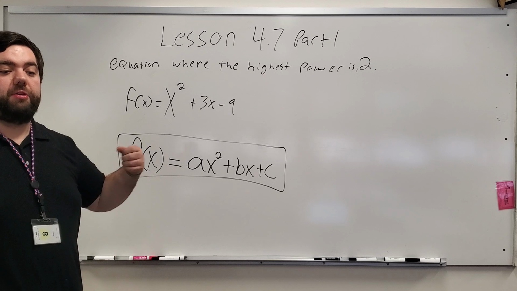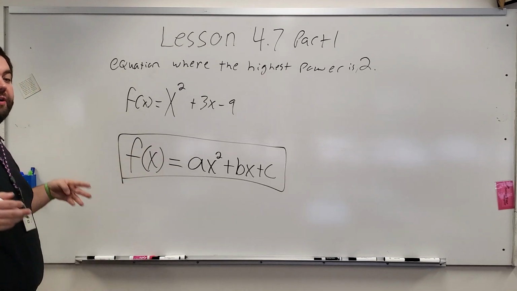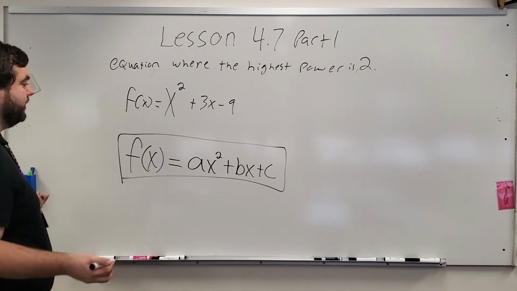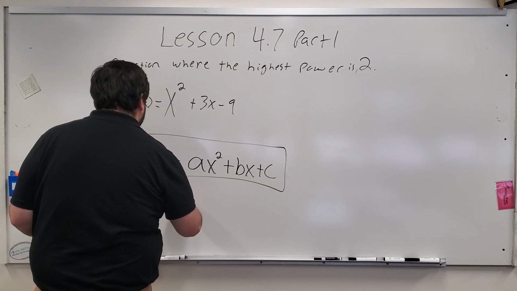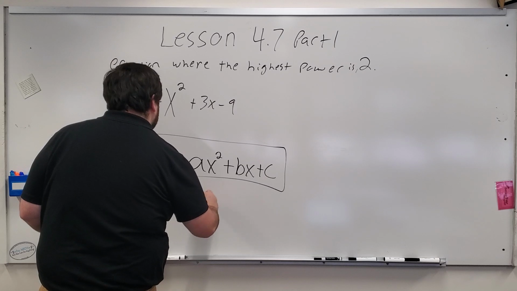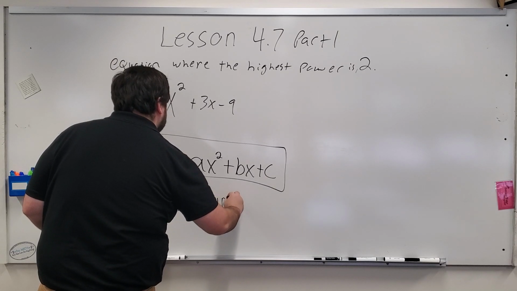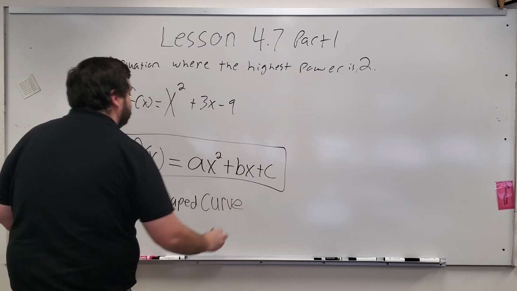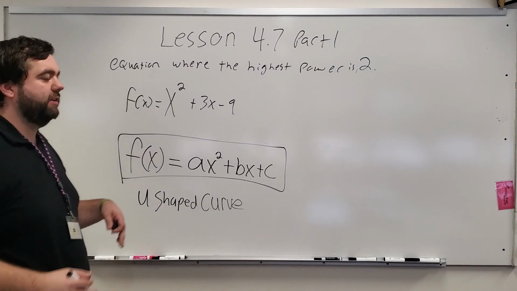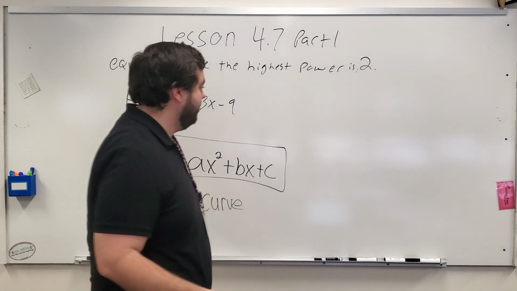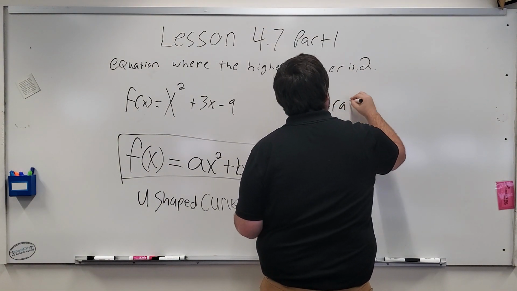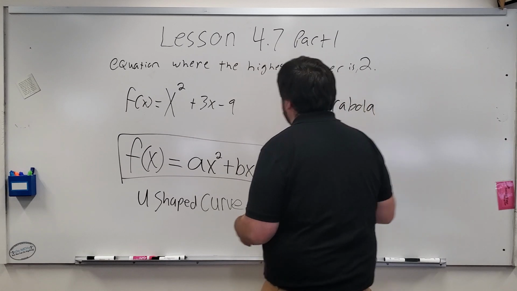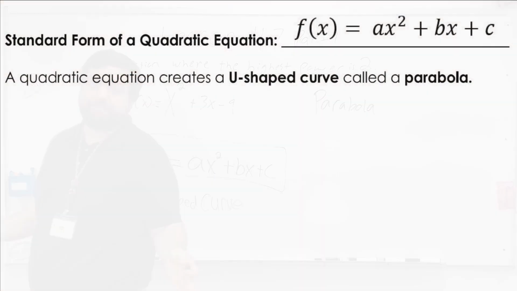Right? So hopefully you're following along with your notes, and a quadratic equation creates a U-shaped curve. So we're done with rulers, and now we're getting into curves, right? And this U-shaped curve is what's known as a parabola. All right? A parabola.